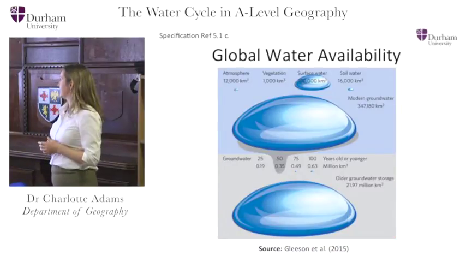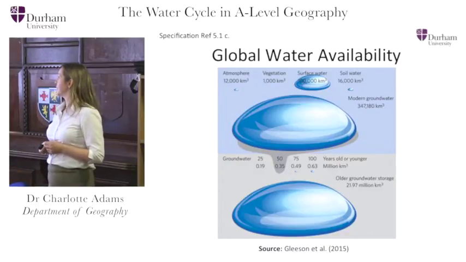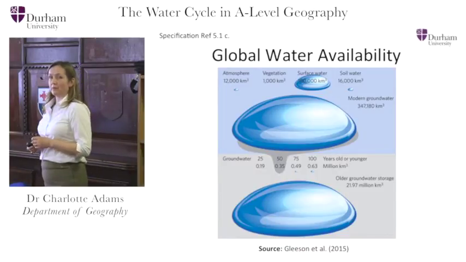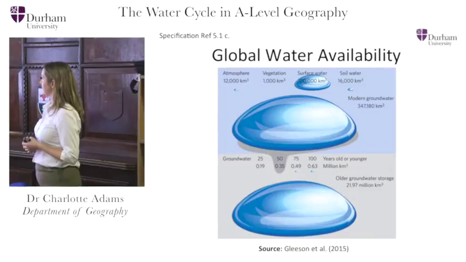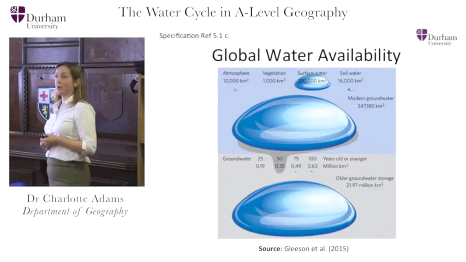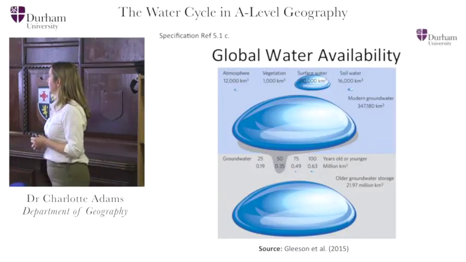So a recent attempt to quantify the volume of groundwater that's available to us. And you can see it in the top diagram. The blobs are comparing the relative quantities. And then what they've done in the paper is they wanted to work out how much of that was what they refer to as recent groundwater. So groundwater that's probably around about 50 years old.